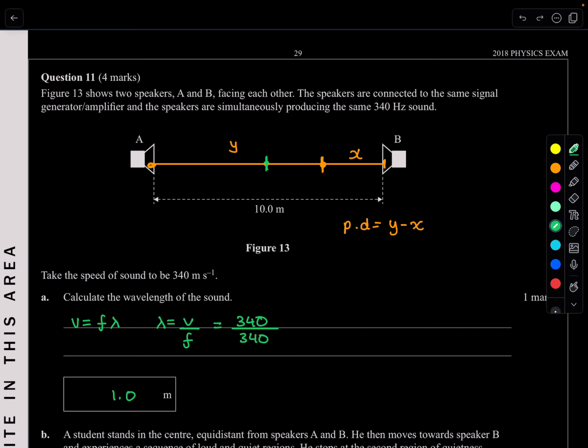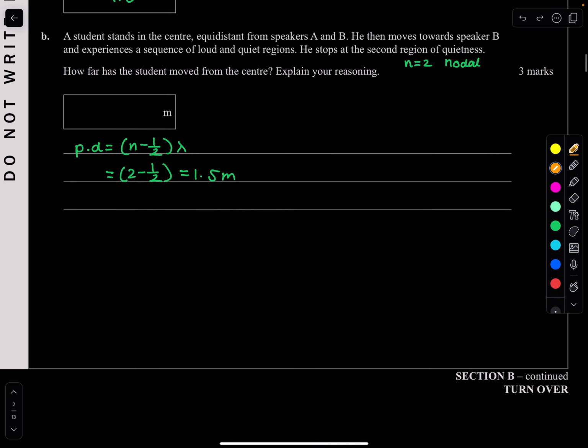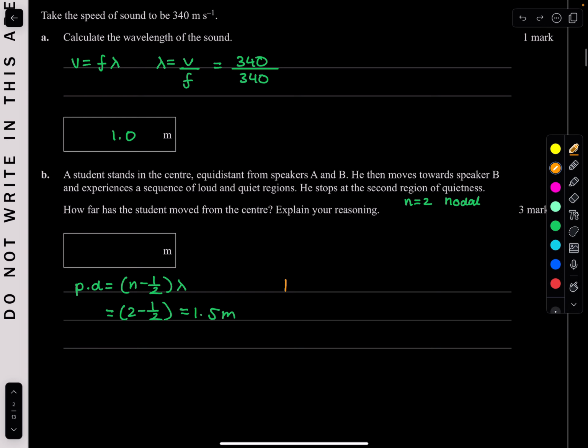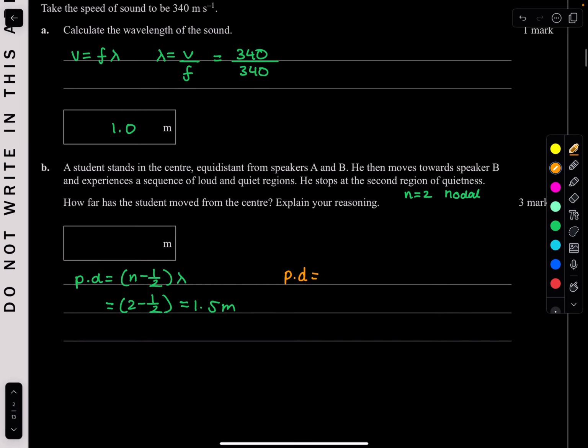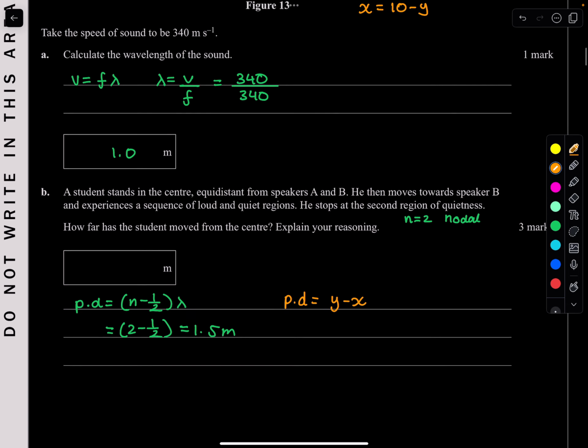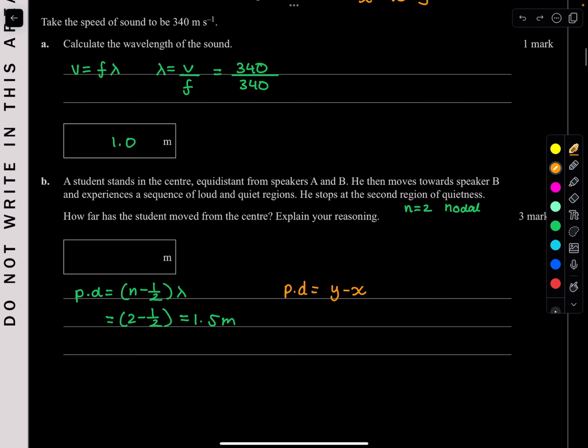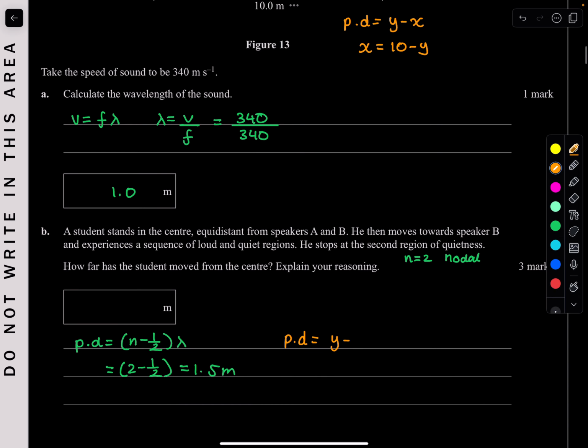Alright, I know I can rewrite X. I can rewrite X as 10 minus Y. Isn't that true? Because if I know this whole length is 10, and I minus this part all the way, I'll be left with X. So X is equal to that. So I have basically just created a formula. Path difference is equal to Y minus X, and I know X is equal to 10 minus Y, so I'm going to sub it in there. I can solve for Y.